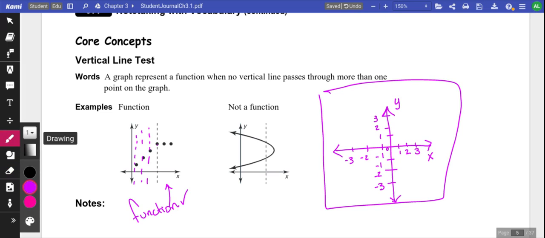I know this one over here is not a function because when I draw this vertical line, I'm touching two different points on this graph. Okay, over here too, I have more than one point, so I know this is not a function. All right, so that's pretty easy to tell when it's just a graph.